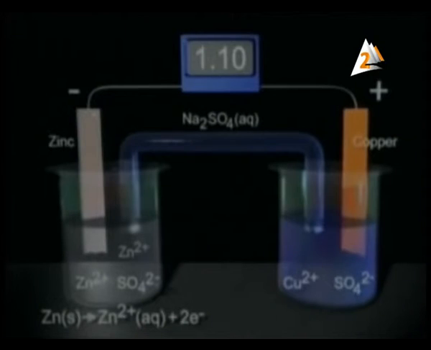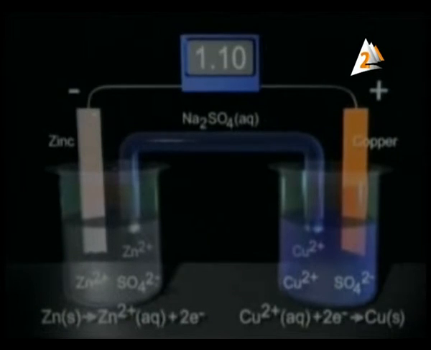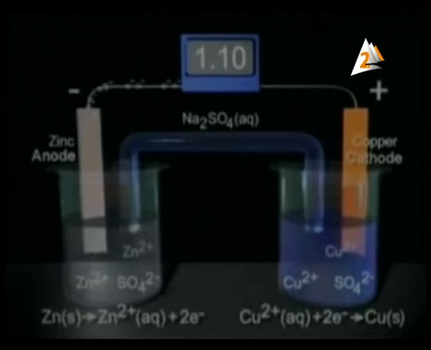The Zn2+ ions move inside the liquid through the bridge to reach the copper plate. So here the copper plate is the positive pole, and the zinc plate is the negative pole. The zinc is the anode and the copper is the cathode. Each one of them has a reaction. What are the reactions here?